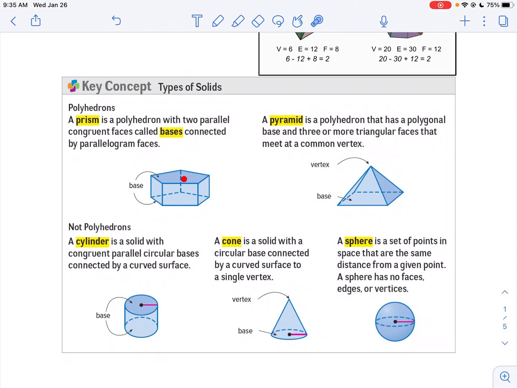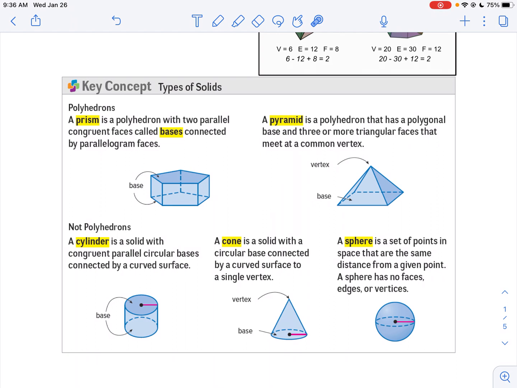Now, if we take a look at some basic types of polyhedron, if you have a polyhedron and you have the same shape on the bottom as on the top, we call that a prism. The two shapes that are congruent are called bases. A pyramid has one polygon on the bottom, and then it goes to a point, rather than two of them.